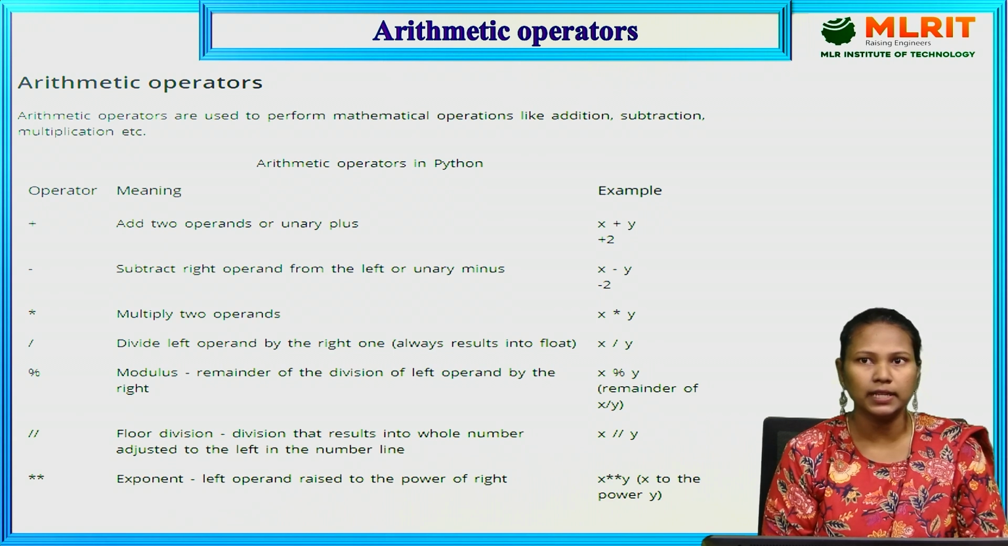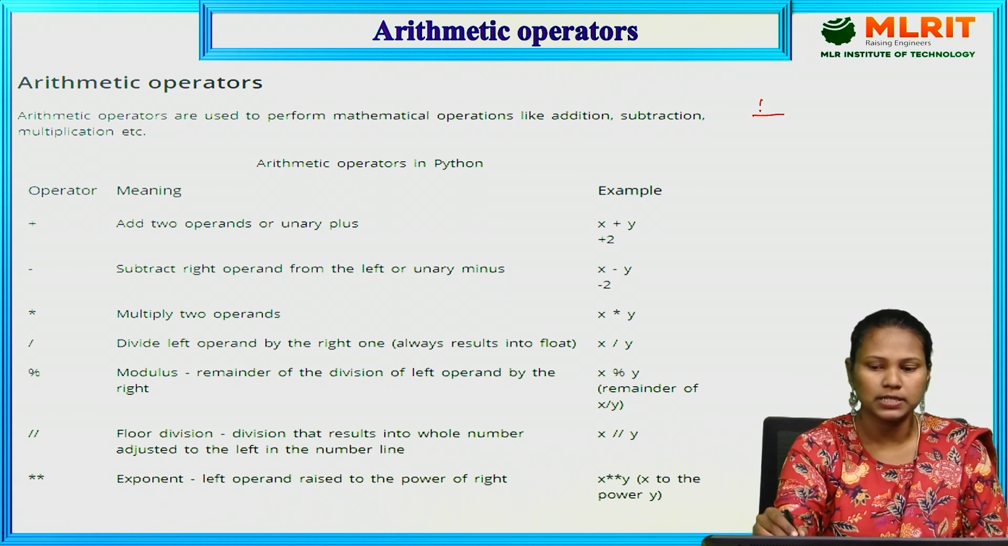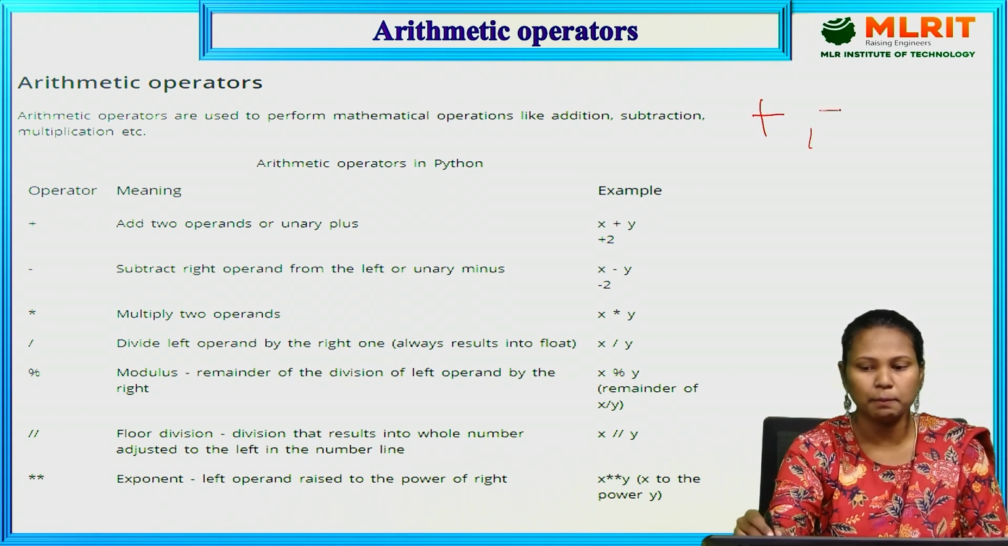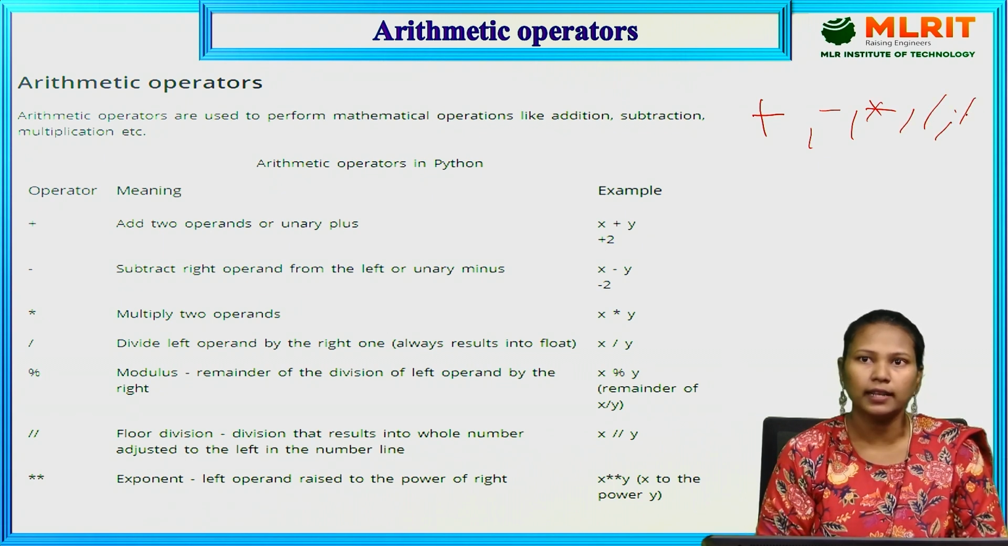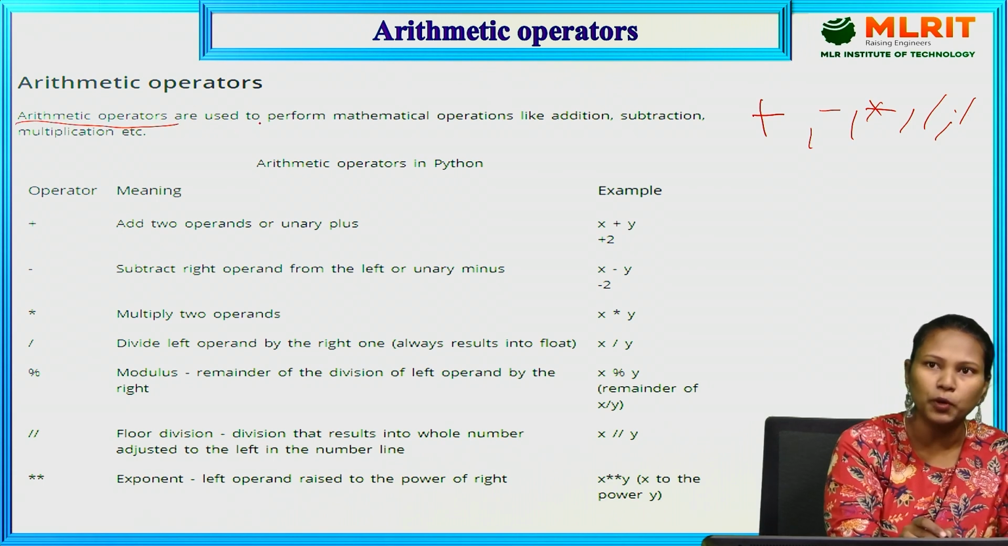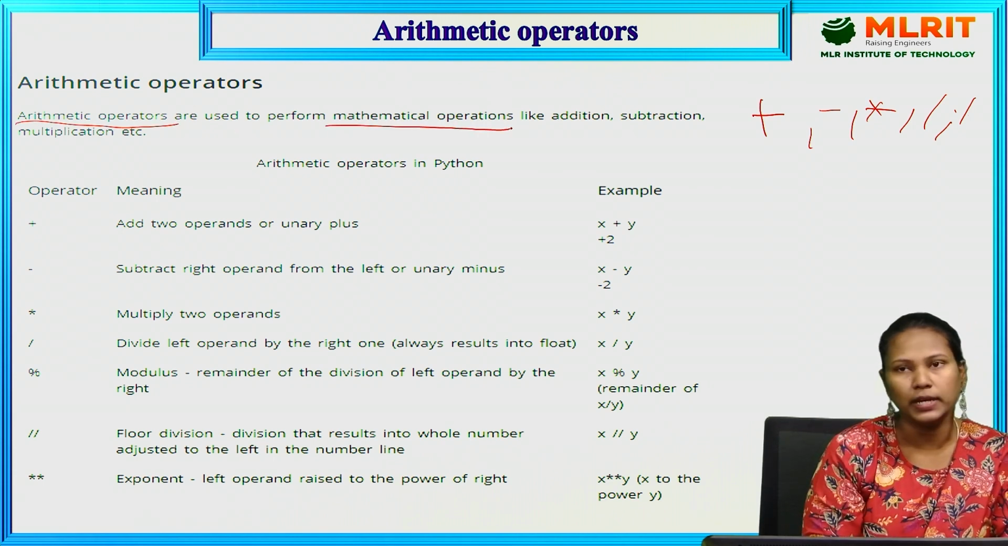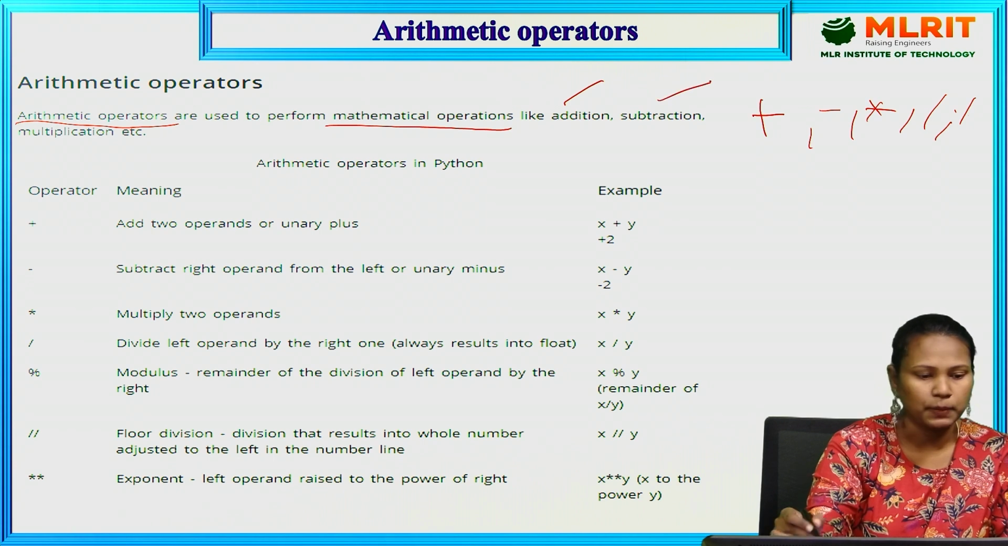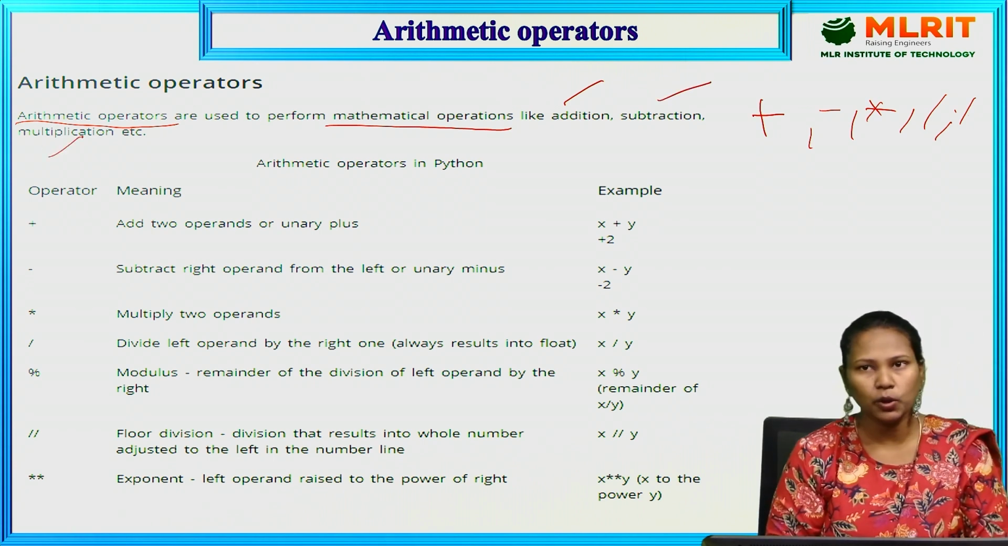Basically, in mathematics, we use different types of mathematical operations. For example, plus, minus, summation, subtraction, multiplication, division, and modulus all come under the arithmetic operators. Arithmetic operators are used to perform mathematical operations like addition, subtraction, and multiplication. In Python also, we perform arithmetic operations.